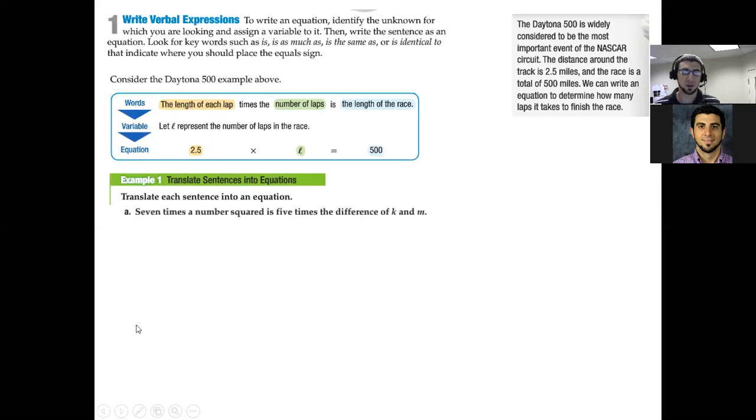So here's a couple for us to try now. 7 times a number squared is 5 times the difference of K and M. All right. So 7 times a number squared. I don't know what the number is, so I assign a variable to it, call it N, is 5 times the difference of K and M. All right, so 7 times N squared, so 7 multiplied by N squared, is, so you've got to have an equal sign, 5 times the difference of K and M.